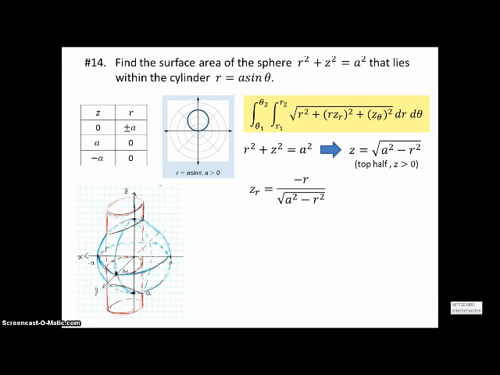So if we take the derivative with respect to r, we get this. I didn't show the work, but you can do that. And what about theta? Well, there is no theta, so z theta is 0.